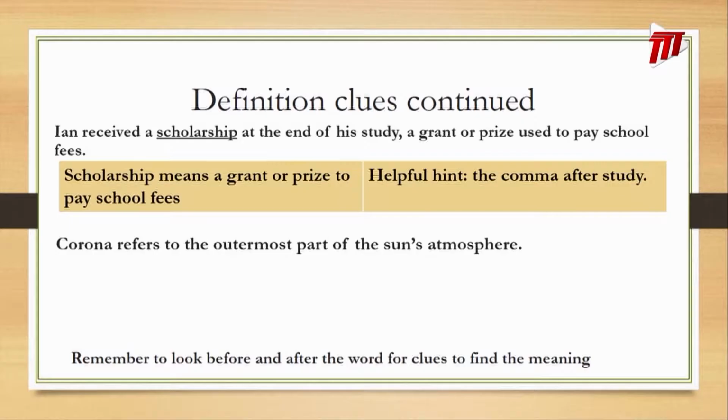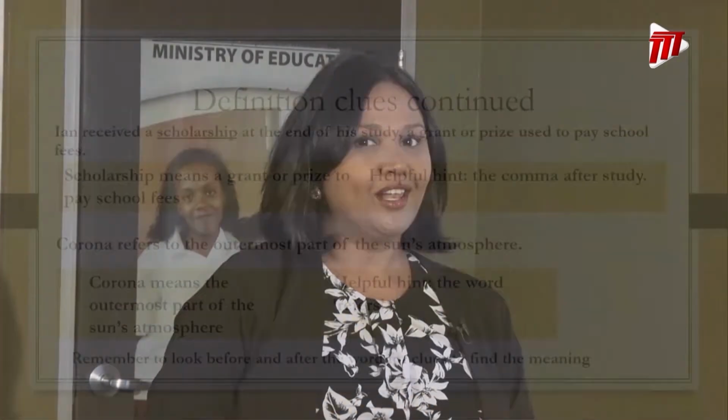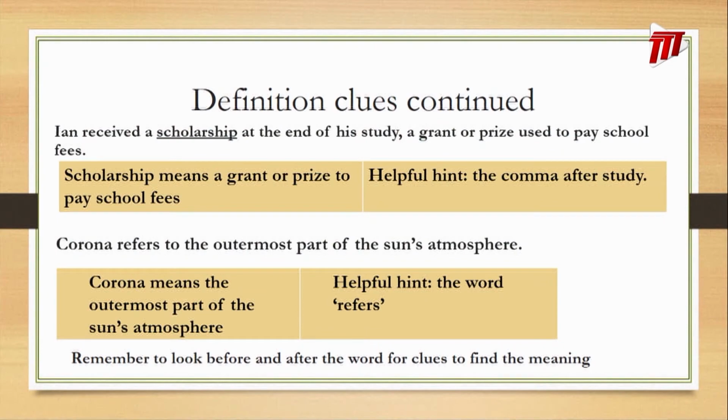Corona refers to the outermost part of the sun's atmosphere. We want to know what the meaning of the word corona is. And if you've decided that "refers" is the signal word that helps us know the meaning in this definition clue, then you are correct. Corona means the outermost part of the sun's atmosphere, and the signal word was "refers." Remember, look before and after the new word to figure out the clues that are just there for you to figure out the meaning.